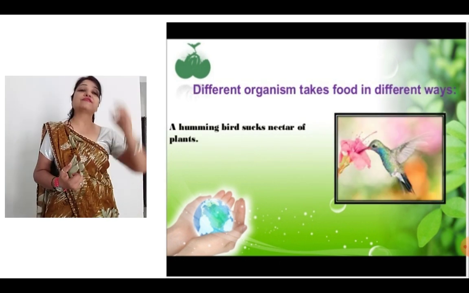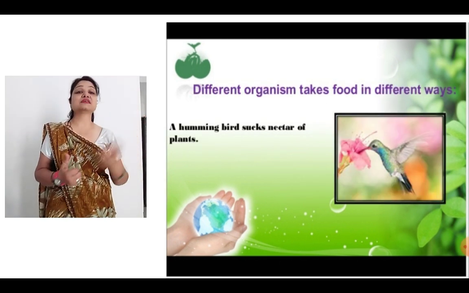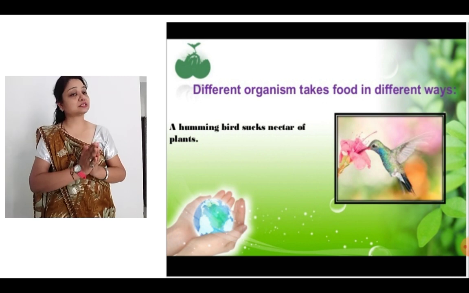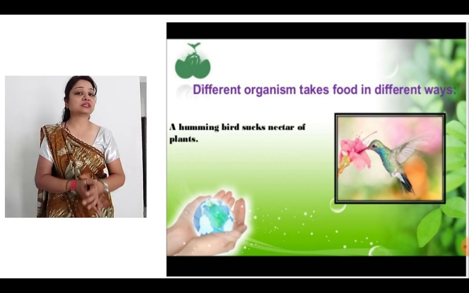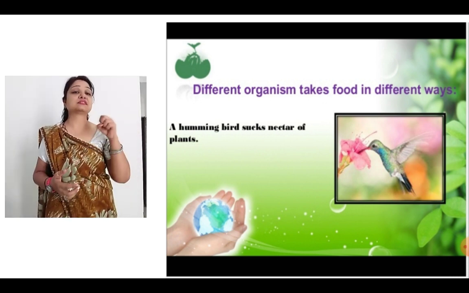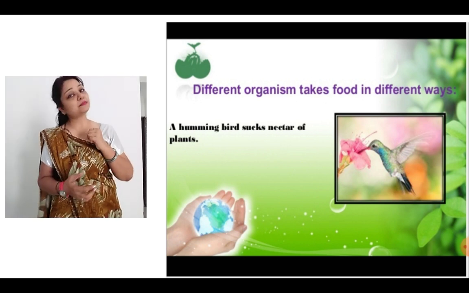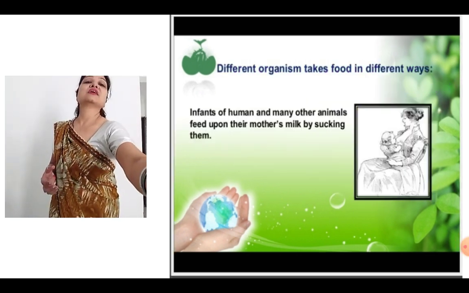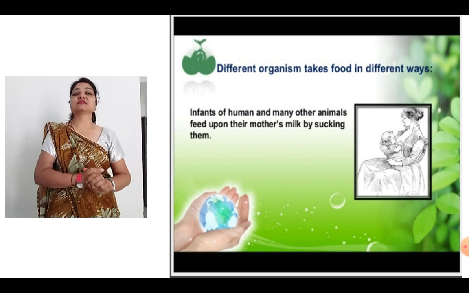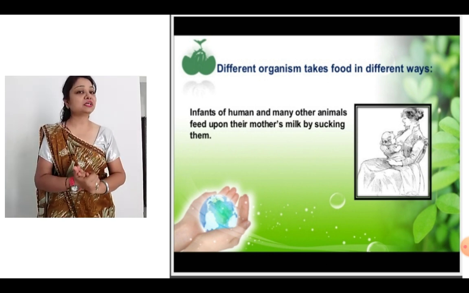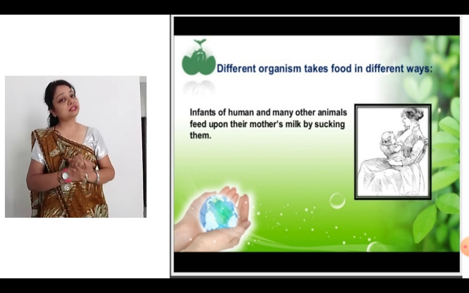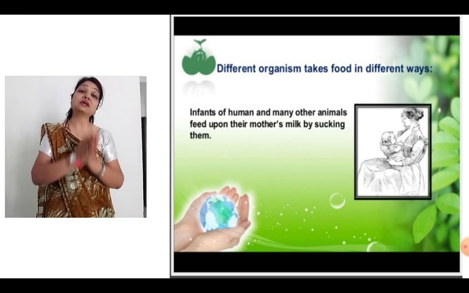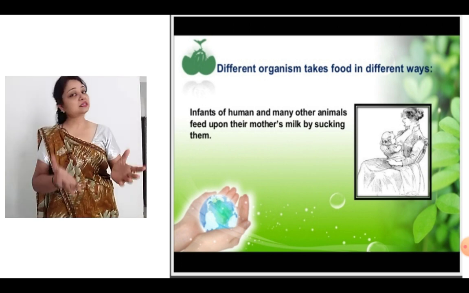Next is the picture of a hummingbird. A hummingbird sucks the nectar of plants. So it is not depending on other insects or animals. It simply sucks the nectar from the plants like the honeybees. Next picture is human beings, the small baby. The infants of humans and many other animals feed upon their mother's milk by sucking.